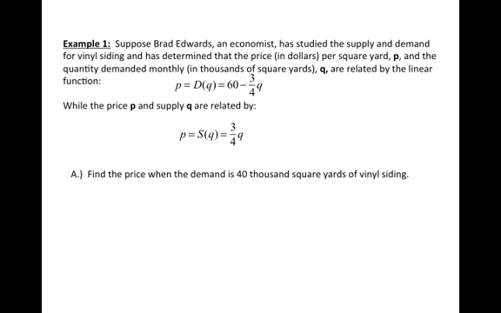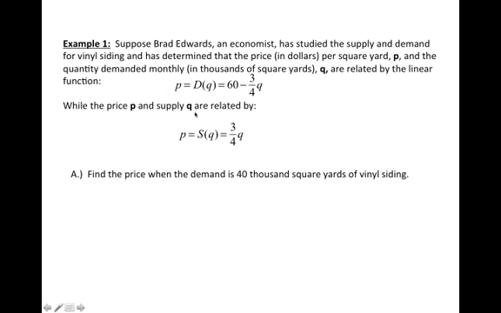All right, so suppose Brad Edwards, an economist, has studied the supply and demand for vinyl siding and has determined that the price in dollars per square yard, P, and the quantity demanded monthly in thousands of square yards, Q, are related by the linear function. This is the standard form that it's written in. Think of this D as just a label that this is the demand function, and just think of it as P equals 60 minus 3/4 Q. So the quantity demanded is related to the price, and that's how it's written.